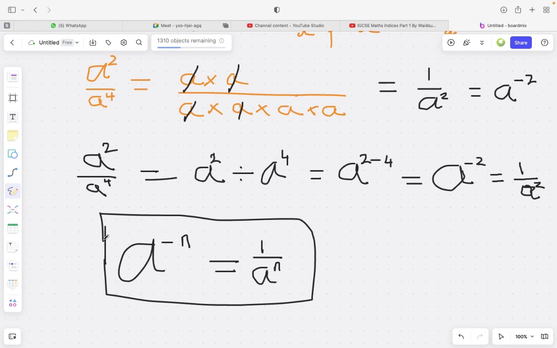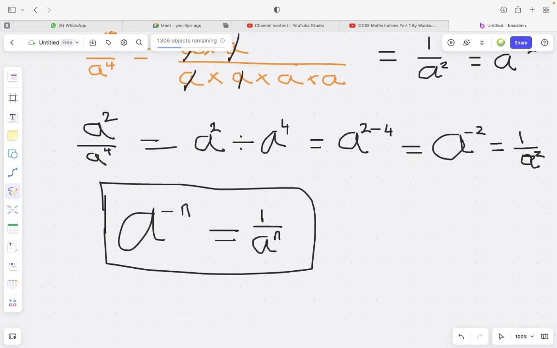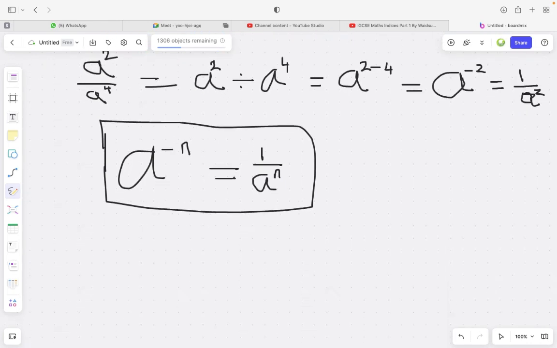Now let's take a look at some examples that involve many laws together, applying so many laws together, and let's see how we can solve some basic problems. The last part will be fractional indices, which we might take in part 3 of this course. Now let's solve some problems.